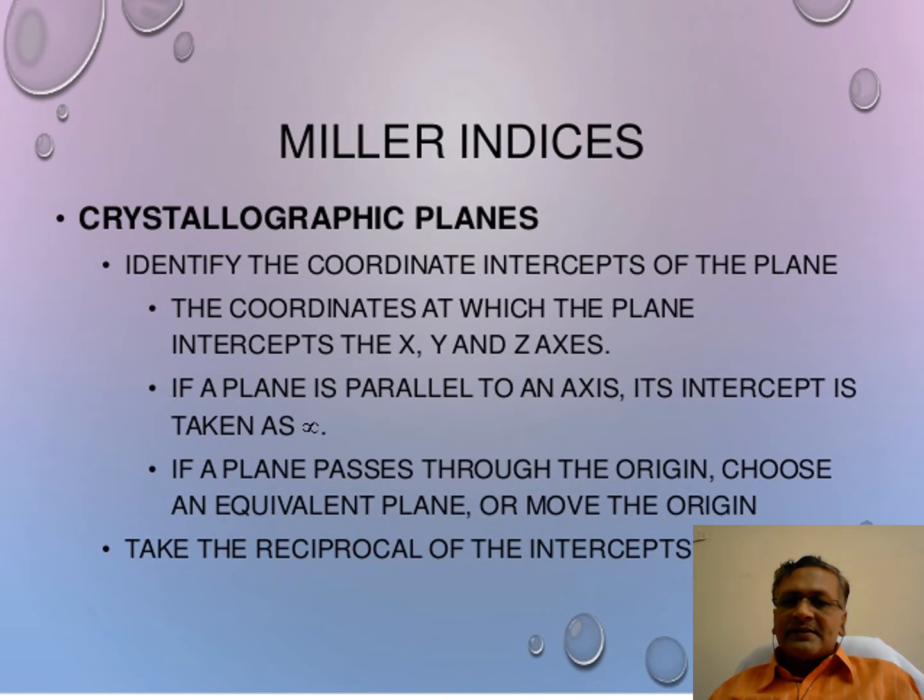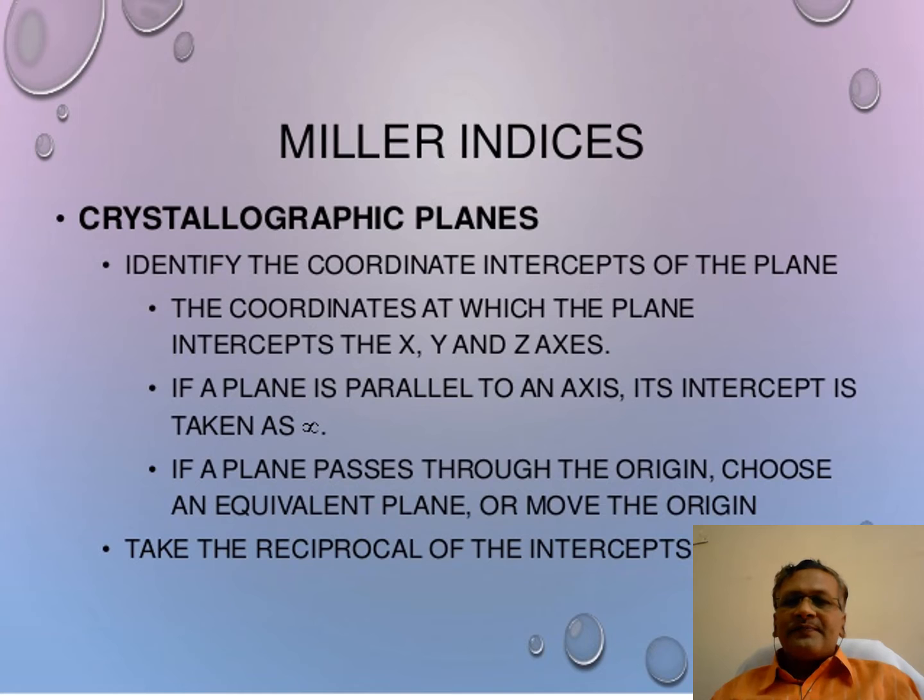Now, Miller indices. What do we mean by Miller indices? The definition of Miller indices is the reciprocal of integers made on the intercepts on the rectangular axes. These are pure numbers, these are integers. To write the intercepts and the Miller indices, we follow certain steps.